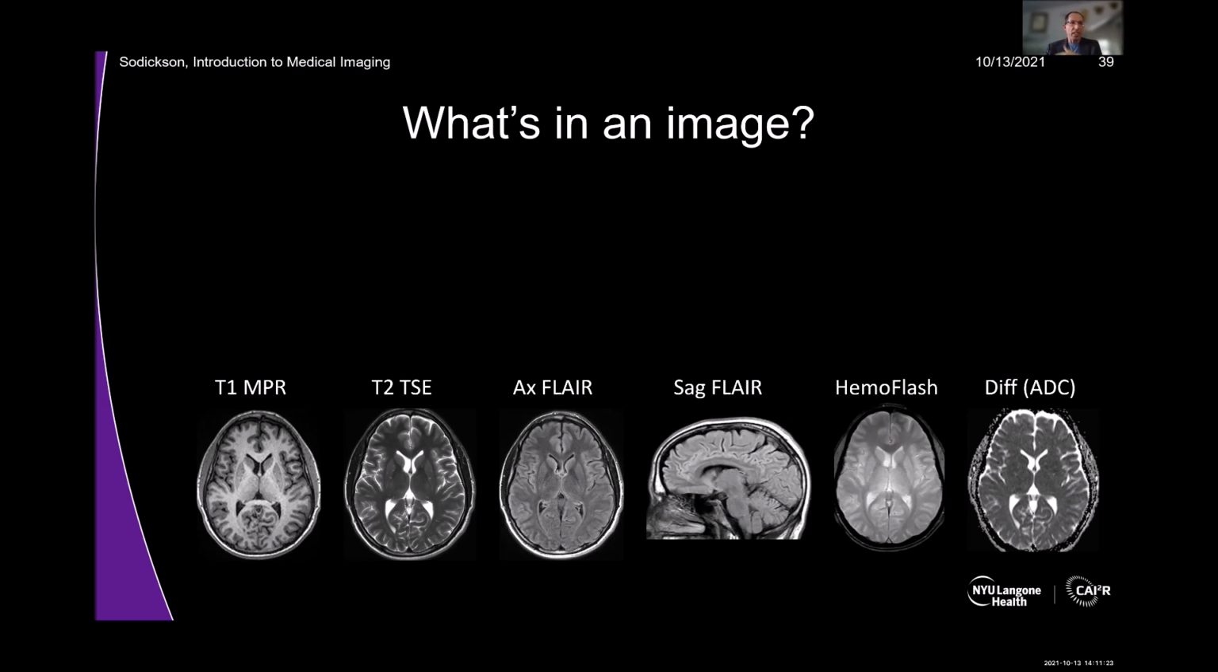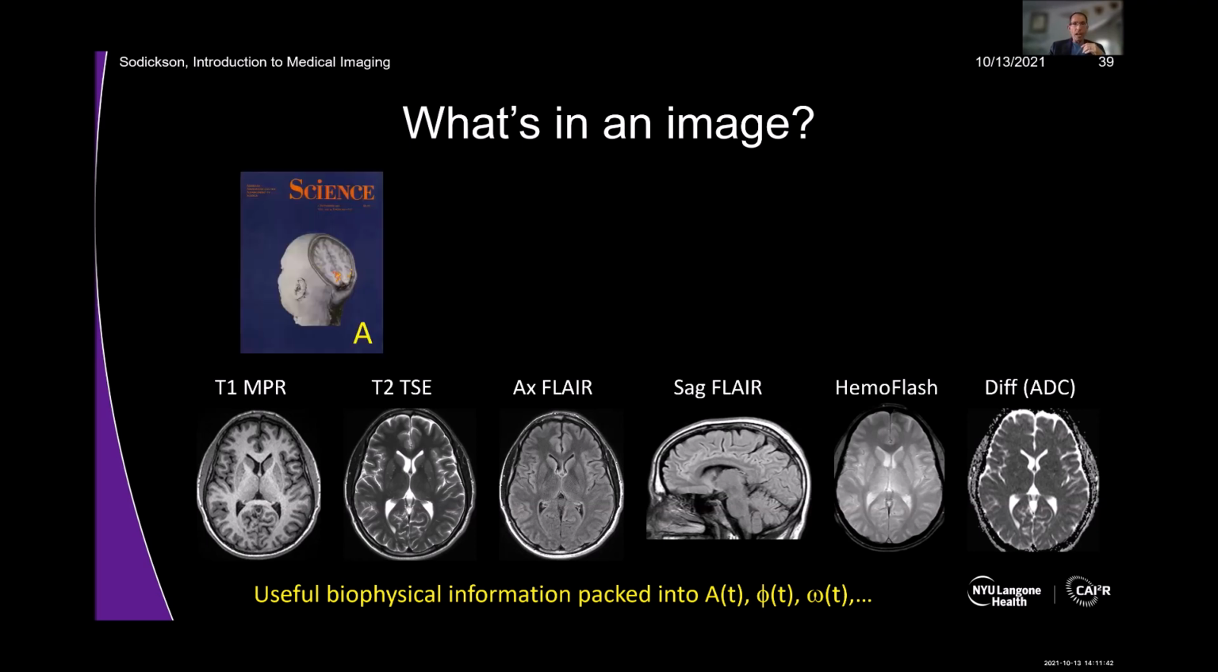I won't go into the details of how you can get all these different contrasts. Suffice it to say that ingenious investigators over the last several decades have figured out how to pack useful biophysical information into all different parts of our signal, the amplitude, the phase, the frequency, just like you saw from Urvashi's introduction. And so one example of this is functional MRI, which a lot of people have heard about, which encodes information about essentially brain activation into the amplitude of the signal.